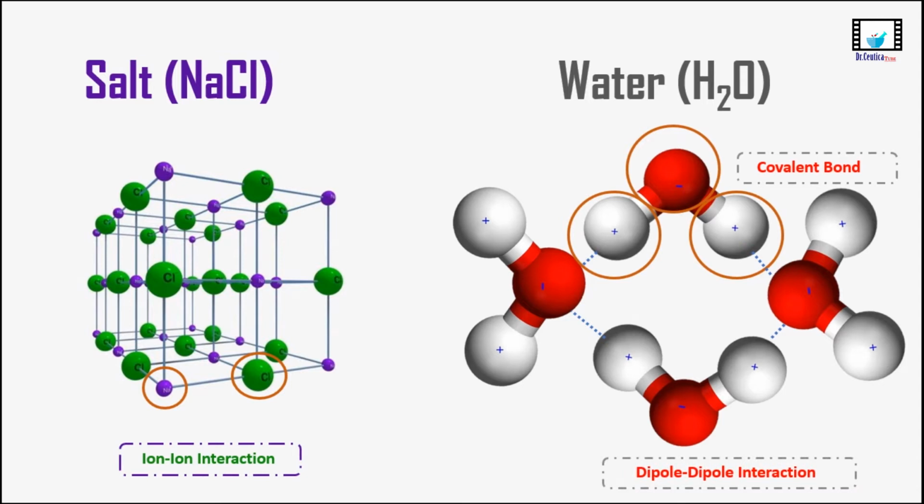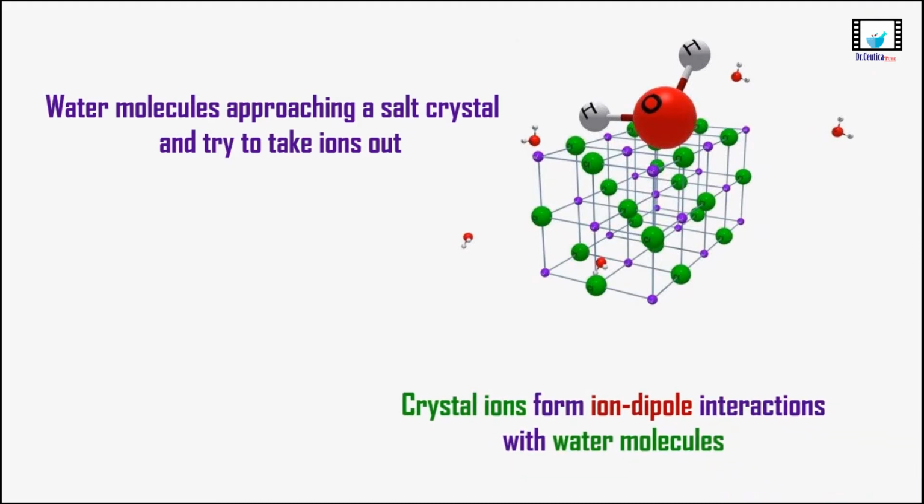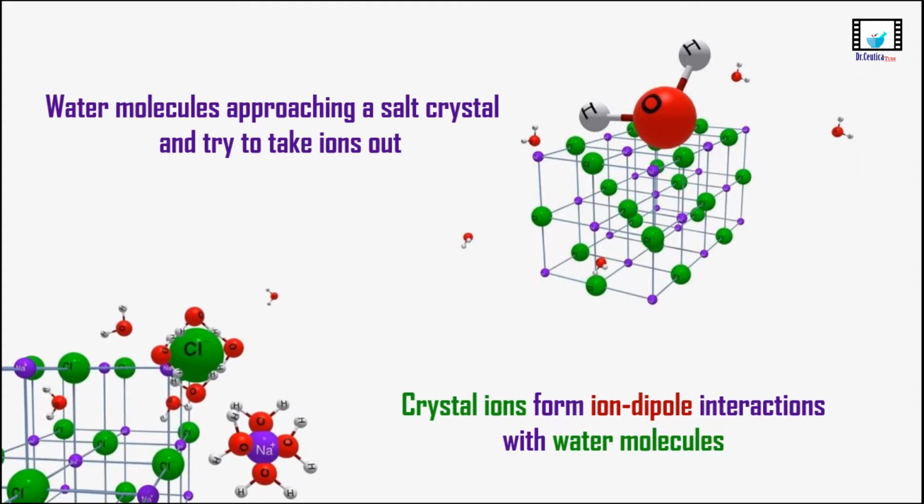When salt is placed in water, water molecules start colliding with the salt crystals until an ion comes out. That ion would interact with the water via ion-dipole interaction. In simpler words, the chloride ion would be attracted to the partially positive hydrogens and the sodium ion towards the partially negative oxygens.